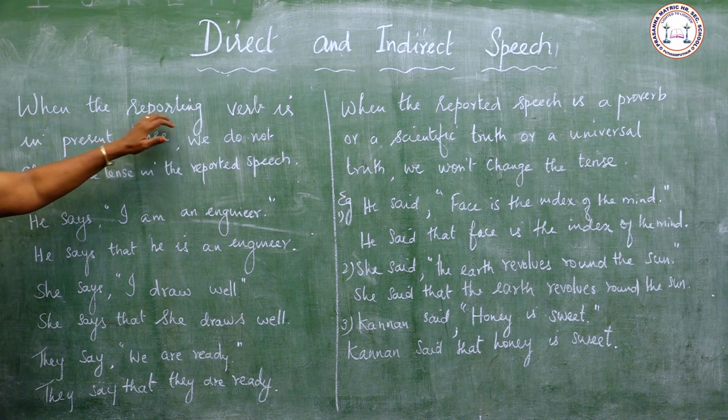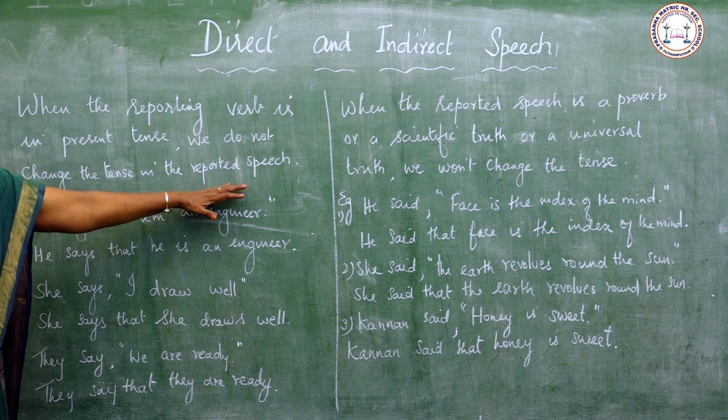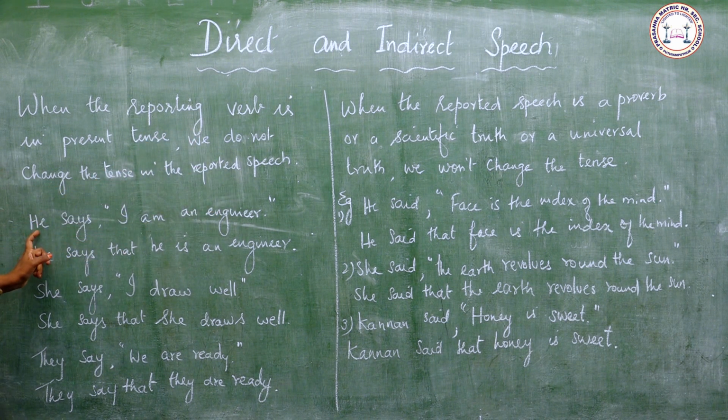When the reporting verb is in present tense, we do not change the tense in the reported speech. What is the reporting verb here? He says. Says is the reporting verb. It is in present tense. So when we change them into indirect, we do not change the verb here.